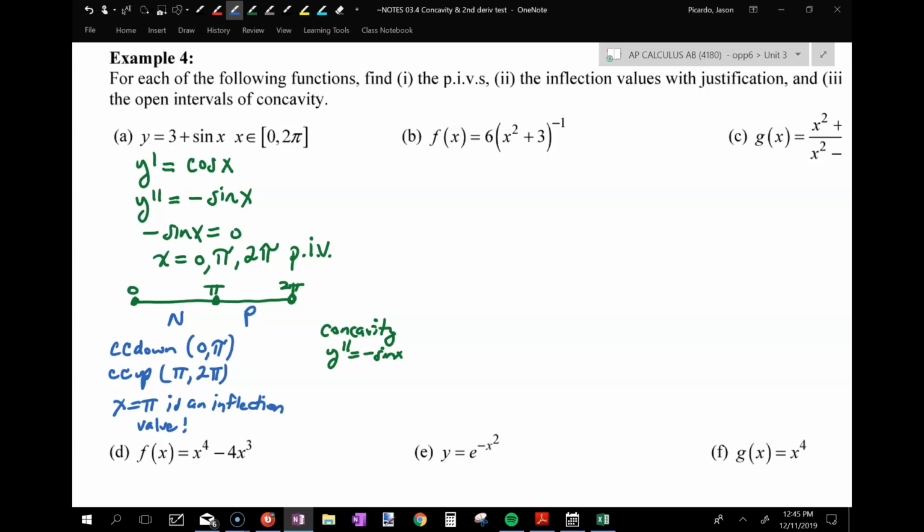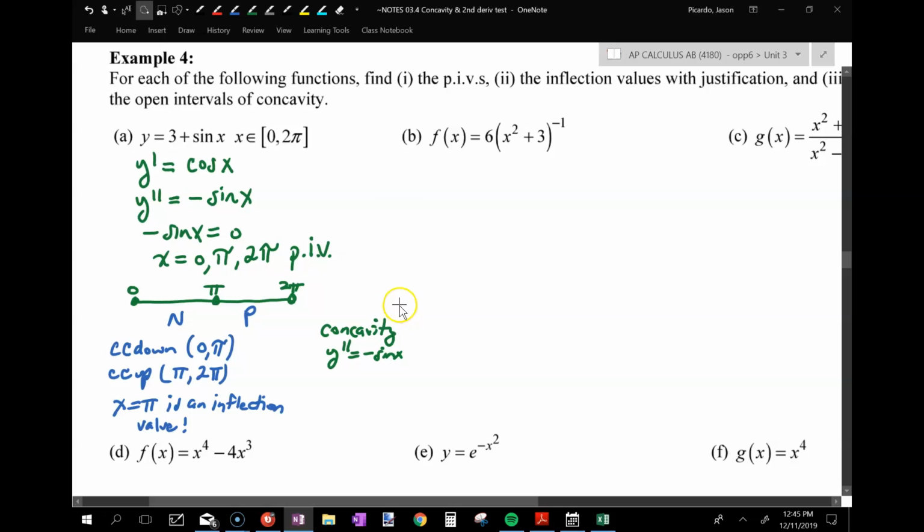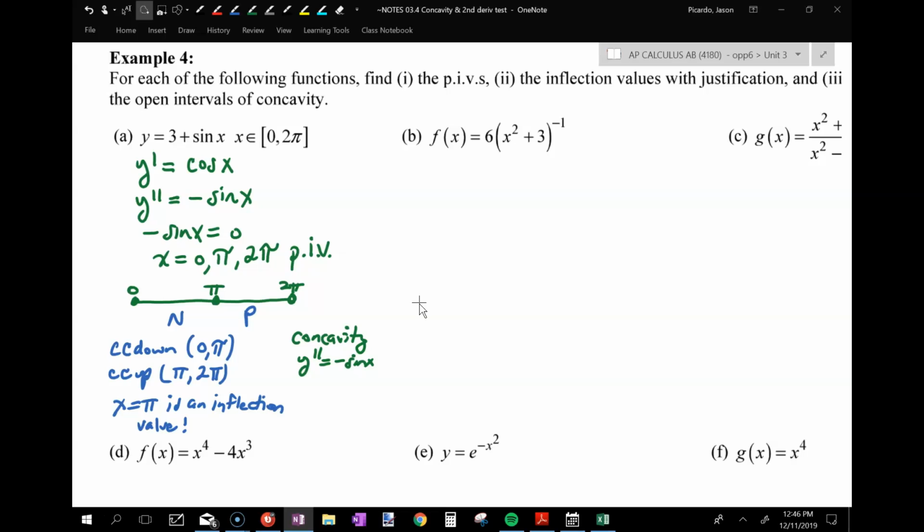All right, this next problem, we're going to get some time. Endpoints. Endpoints cannot be inflection values, but they can be beginning and ending of intervals. Guys, if what we just did right there made sense, you understand this lesson, okay?